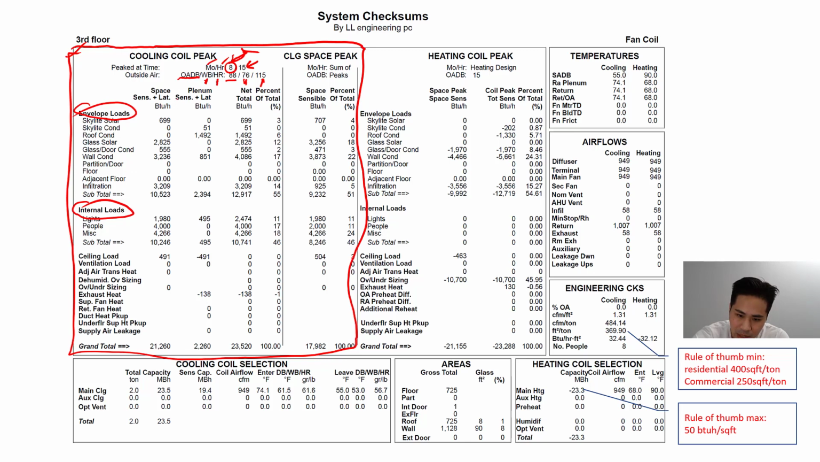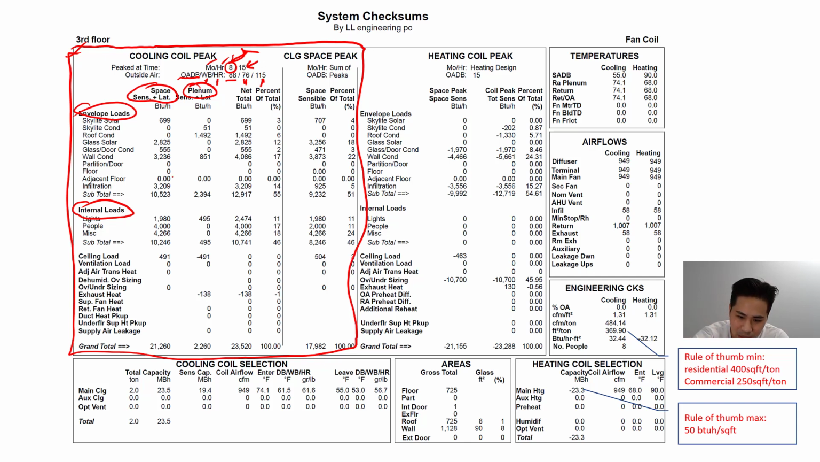Now if you look at the columns, one says space and one says plenum. When we put in the load calcs, we define a plenum space. So that space that we defined would have some sort of sensible and latent heat, and that's why you see these two columns here. So the space is anything below the plenum, and whatever's in the plenum would be calculated separately.